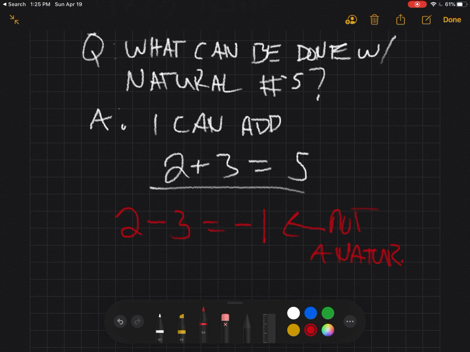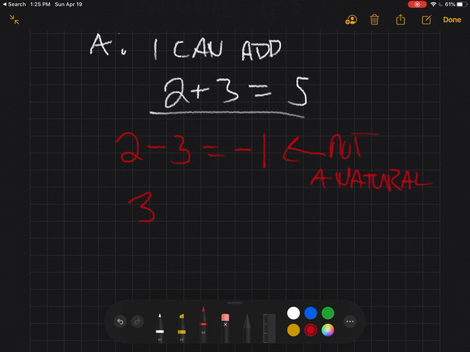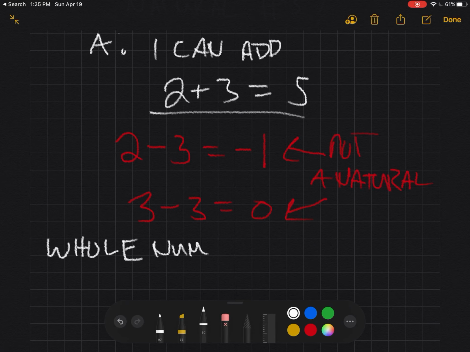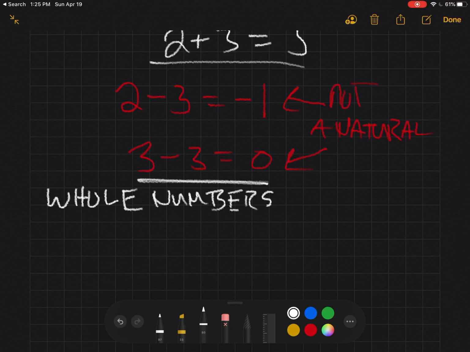But subtraction is a problem, right? What if I did 2 subtract 3? That answer would give me -1. And that's not a natural number. I don't even have to worry about negatives. What if I did 3 subtract 3? That would give me 0. That's not a natural number either.